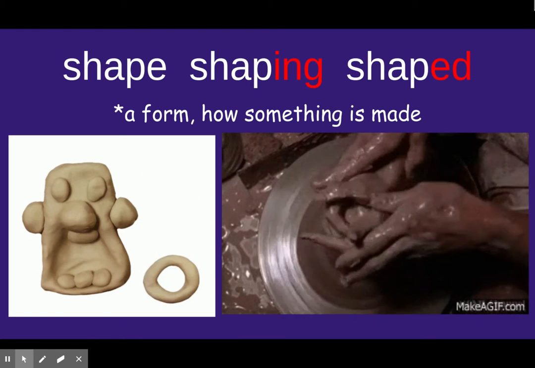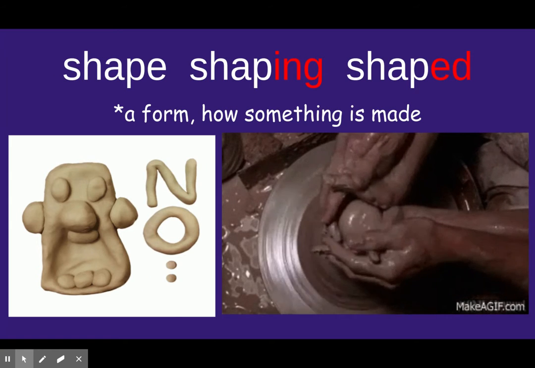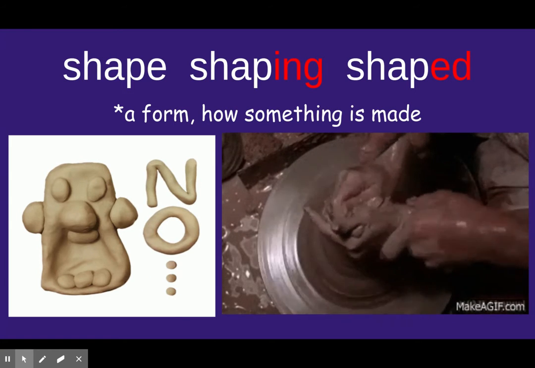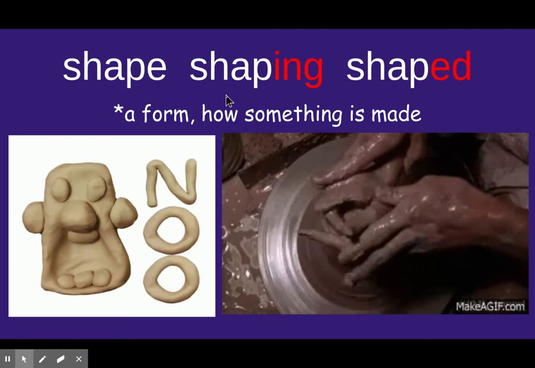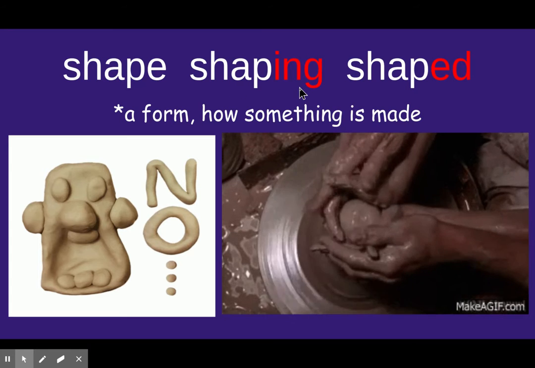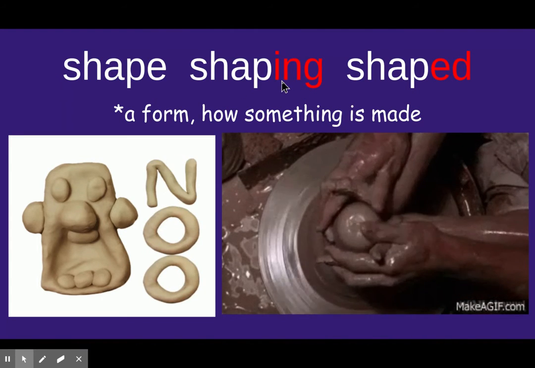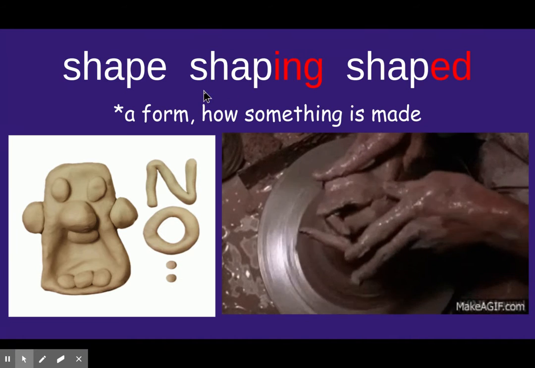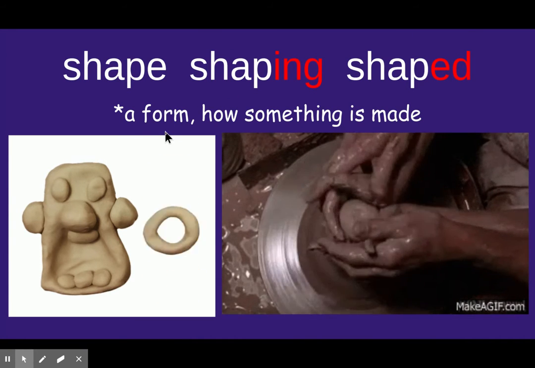These words all have to do with our story this week about animals building homes. Our first word is shape, and that is our base word, nothing added to it. Because it's a verb, we can have shaping or shaped. Remember that when you add the ing to a word that ends with E, you drop the E and add the ing. And a shape is a form or how something is made.